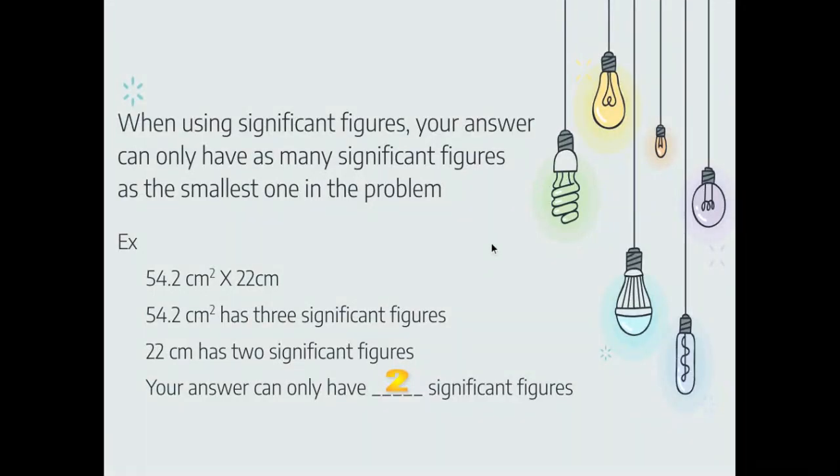When using significant figures, your answer can only have as many significant figures as the smallest one in the problem. So this takes away the problem of asking the teacher, where do I need to round to? For this example, 54.2 centimeters squared times 22 centimeters, we have 3 significant figures here, but only 2 here. That means that your answer can only have 2 significant figures. It's only that precise. You can only be as precise as your least precise measurement.